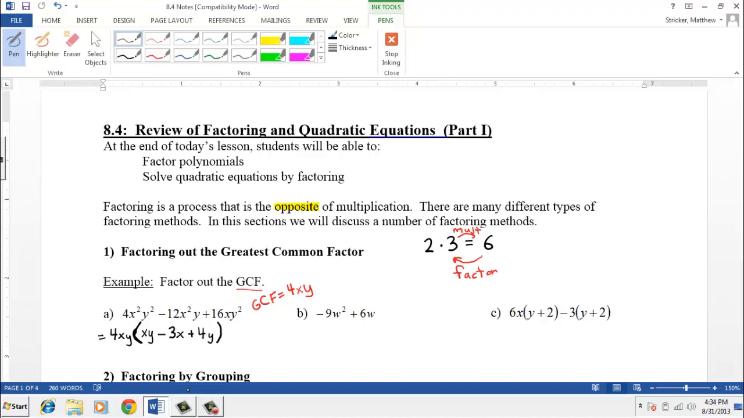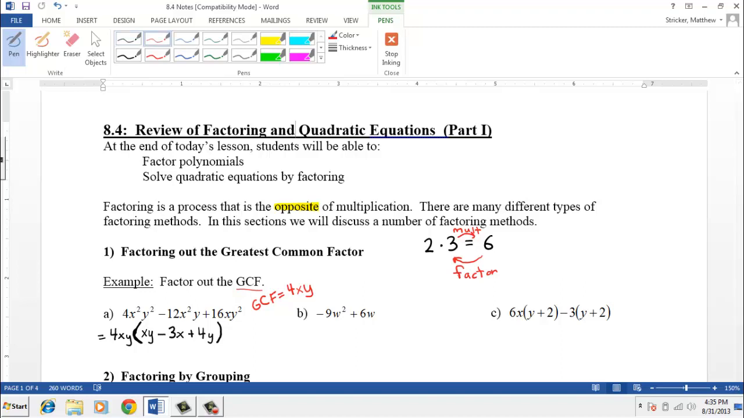Now remember what I said. I said that factoring is the opposite of multiplication. So look what we did. We took this quantity, 4x squared y squared minus 12x squared y plus 16xy squared, and rewrote it as a product. We wrote it as the product of 4xy times this stuff here in parentheses.